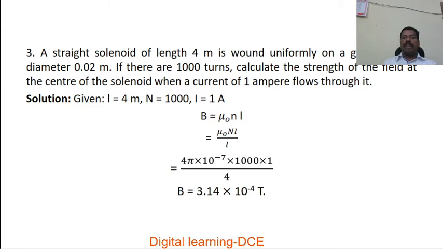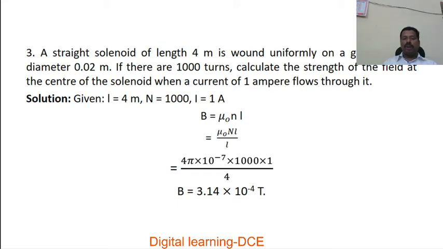Here the length of the solenoid is given, that is 4 meter, wound on a glass tube of diameter 0.02 meter. The number of turns N is given as 1000. Calculate the strength of the field at the center of the solenoid when a current of 1 ampere flows through it. Current I is given. At the midpoint of the solenoid, we should calculate the magnetic field. So once again, you have to write the given things: N is equal to 1000, I is equal to 1 ampere and L is equal to 4 meter.